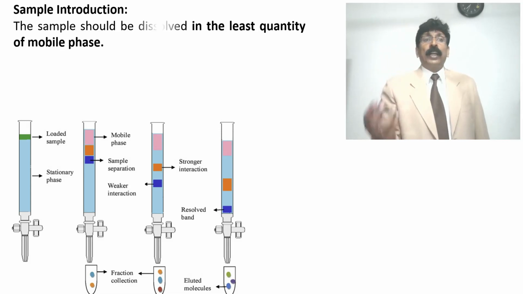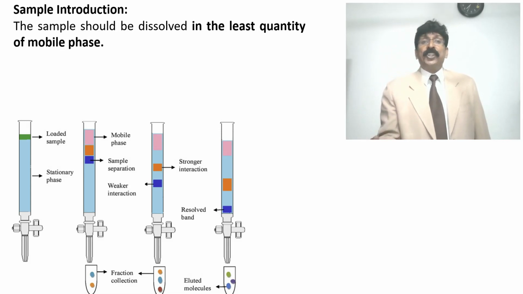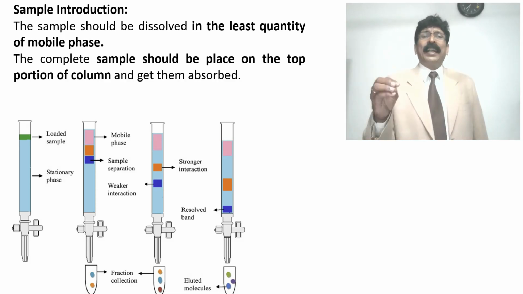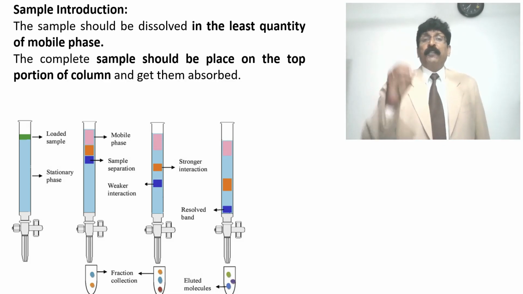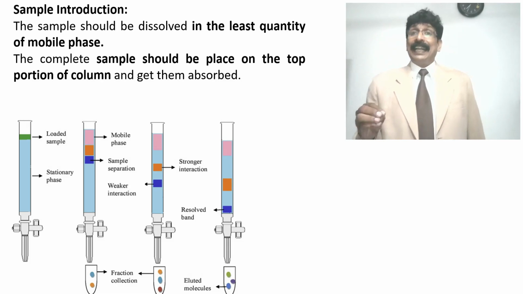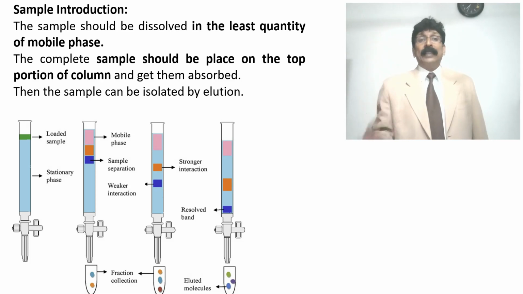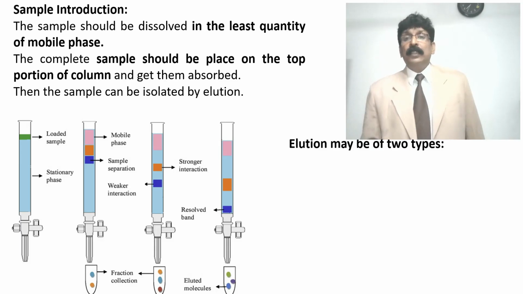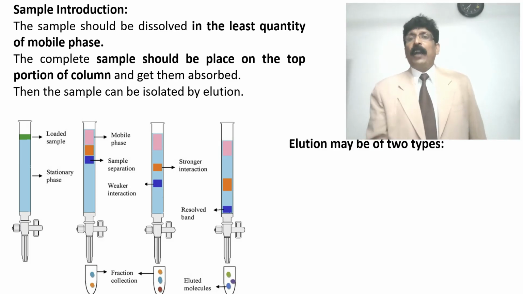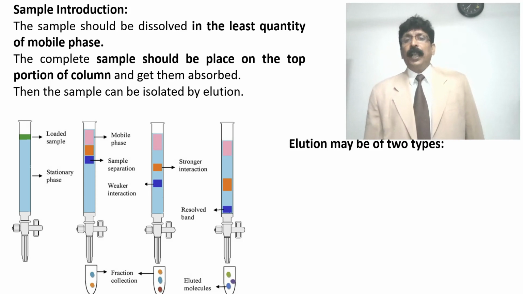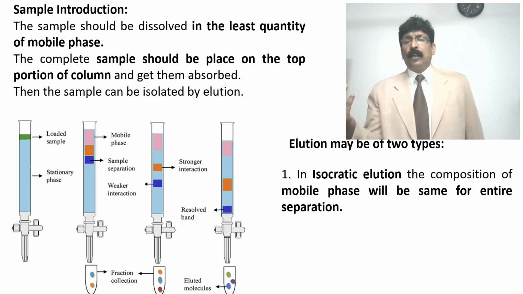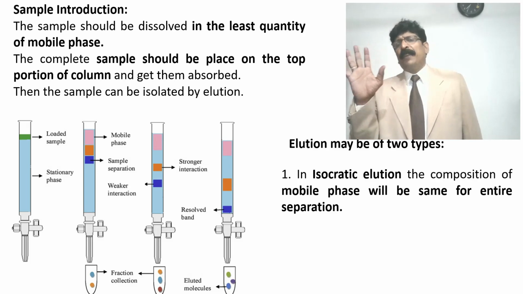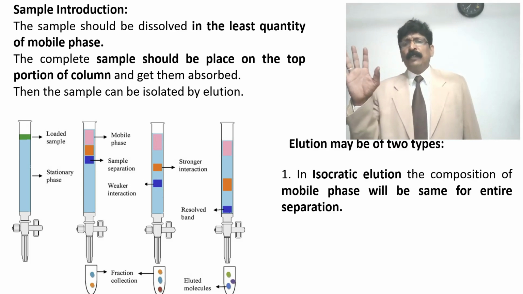Sample introduction: you can see the sample should usually be dissolved in a little quantity of the mobile phase and then added. The complete sample should be placed at the top of the column and allowed to get adsorbed. Then the sample is isolated as an elution at the bottom in a small conical flask or test tube. Elution may be of two types, depending on how you use the solvents. One is isocratic, meaning the same solvent for the complete experiment, so the composition of the mobile phase is the same.